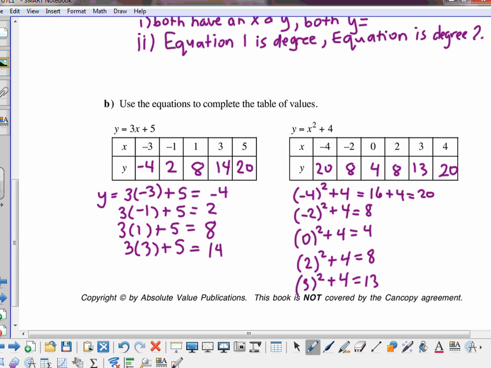Well, we didn't have a negative 3 though, right? But if you look at negative 4, positive 4, same y. Negative 2, positive 2, same y. They just didn't put one in. If we put one in, do you think it would be positive 13? Yeah, it would. Okay, so turn the page over.